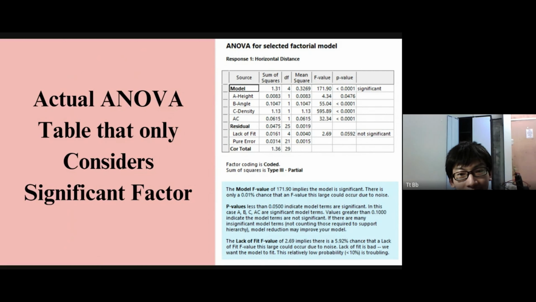So based on the comment from Design Expert, the model F value of 171.9 implies the model is significant, and a p value less than 0.05 indicates the model terms are significant. And the lack of fit F value of 2.69 implies that there is a 5.92% chance that a lack of fit F value this large could occur due to noise.